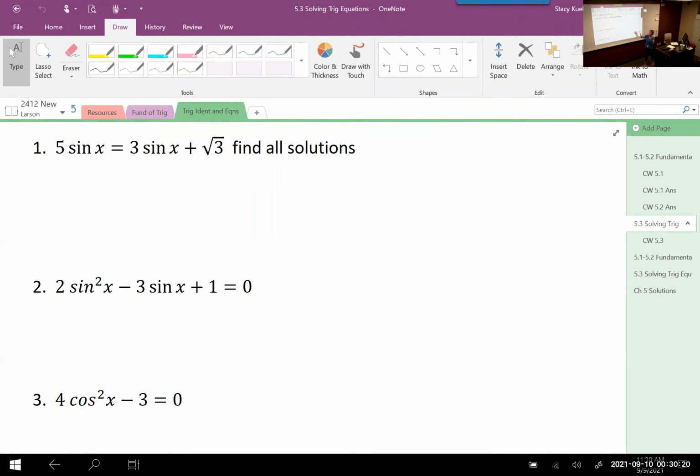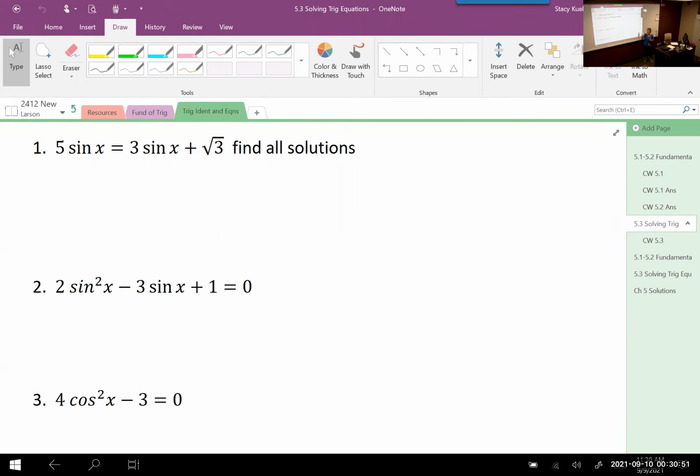And that's our equation we're looking for. Ultimately, I'm going to end up finding all the solutions for this. What I want you to notice here is how many terms, let's just get some vocabulary out here. How many terms do I have here? I've got 3 terms. So I have a 5 sine x, a 3 sine x, and a square root of 3. If I have something separated by a plus or minus or an equal sign, that would be considered a term. I got 3 terms here.